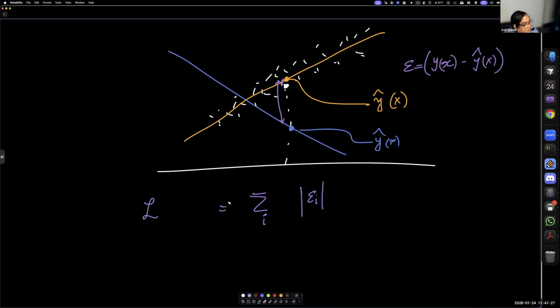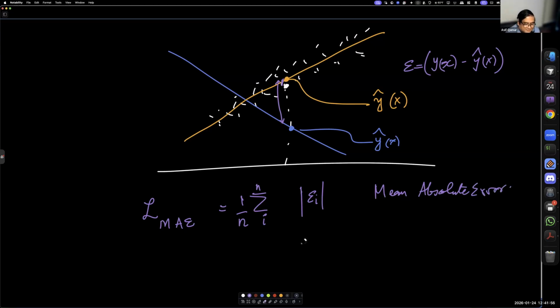We need to add up all the absolute errors. When you do that, it is called sum absolute error. But let's take the average error because you have lots of points. On average, how many errors do you make in the data set? Mean absolute error. Mean absolute error will do.